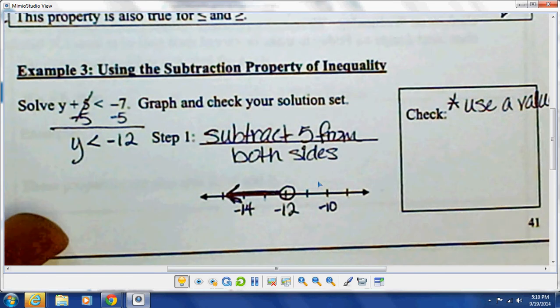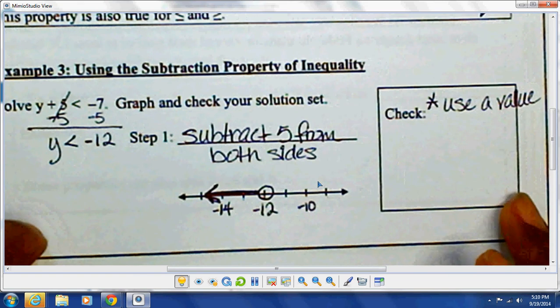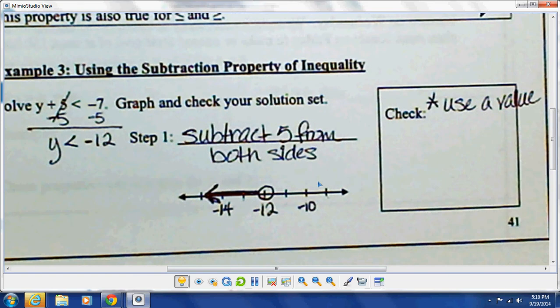Now don't get confused because we have a negative. Remember, negatives are opposite of positives. So think about it like you're going down in a hole. The deeper you go, the more negative you are, so the smaller you're getting. So actually, as you go to negative 13, negative 14, negative 15, you're getting smaller than negative 12.